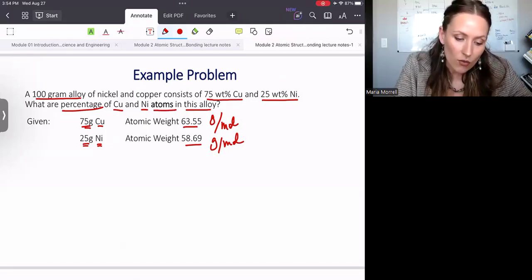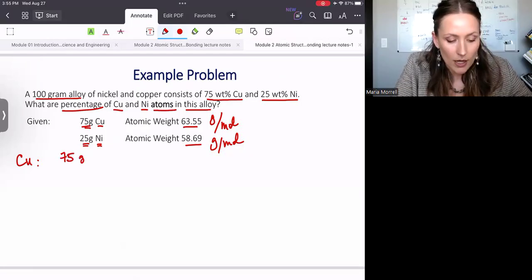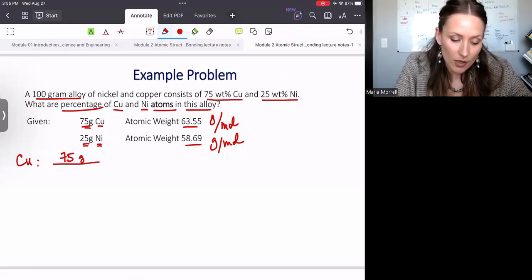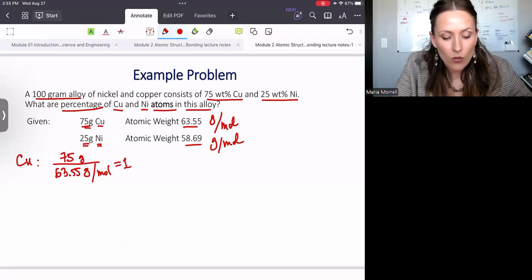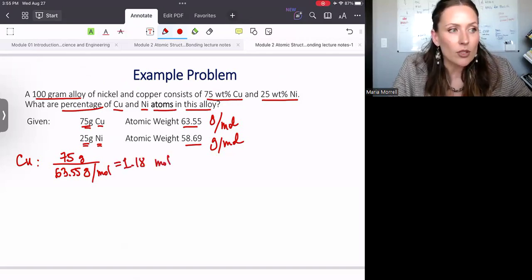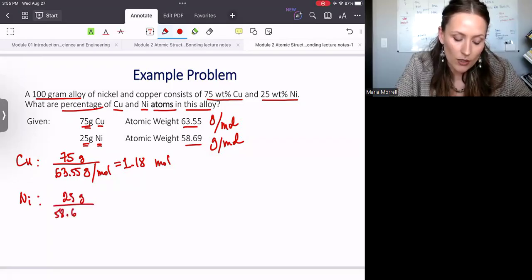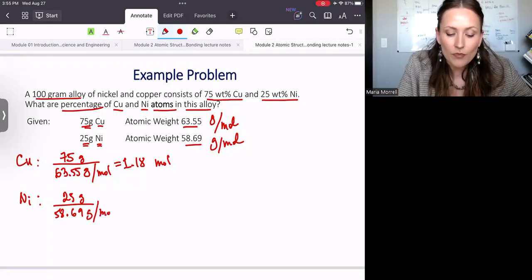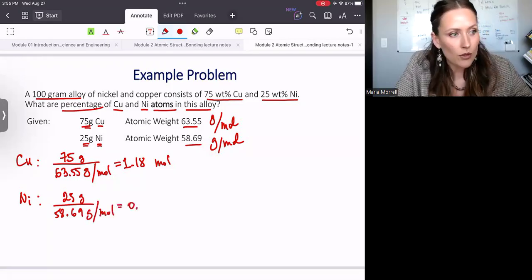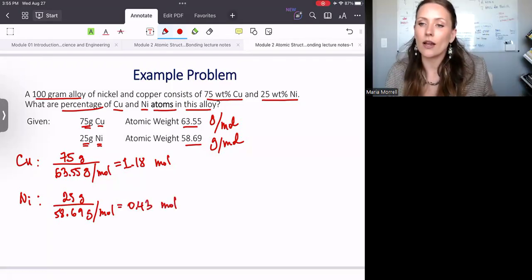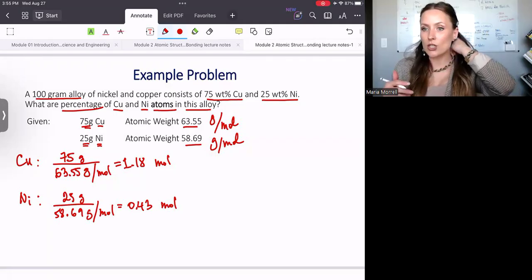So how would I do that? I'm going to find the moles first for copper. I'm going to take my weight and divide it by the relative atomic mass, 63.55 gram per mole. This would give me 1.18 mole. Now I'm going to do the identical exercise for nickel, which is 25 grams divided by 58.69 gram per mole, giving 0.43 mole. This is how I find the number of moles for each of the elements.